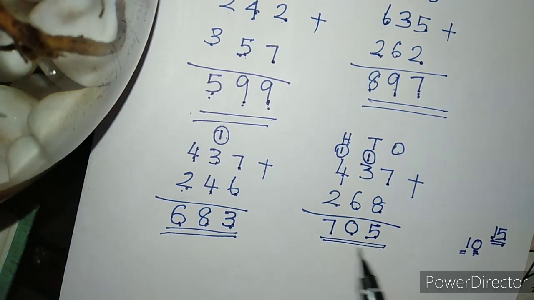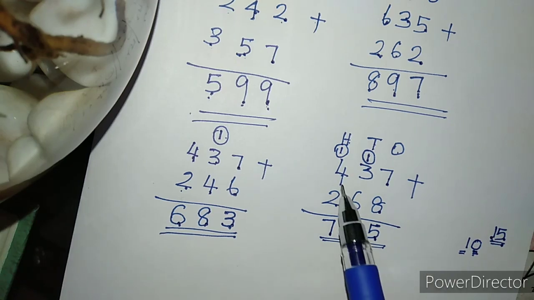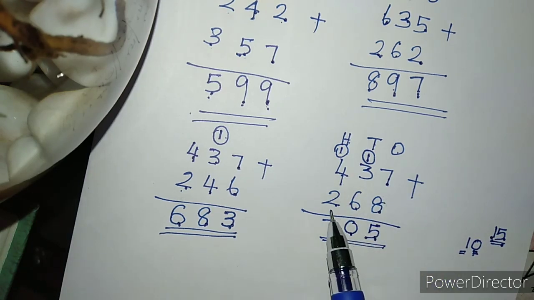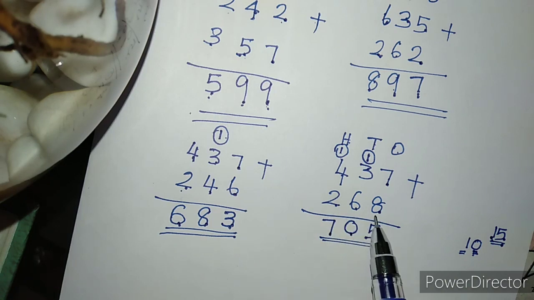So the number is 705. So 437 plus 268 is equal to 705. Okay, children.